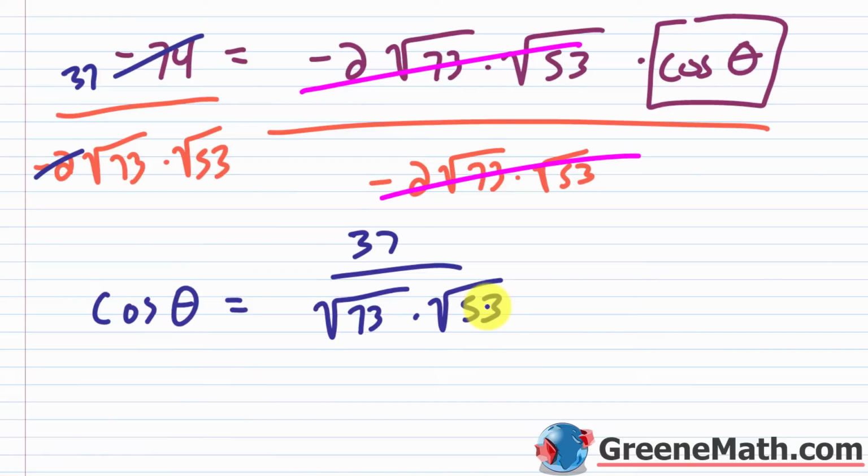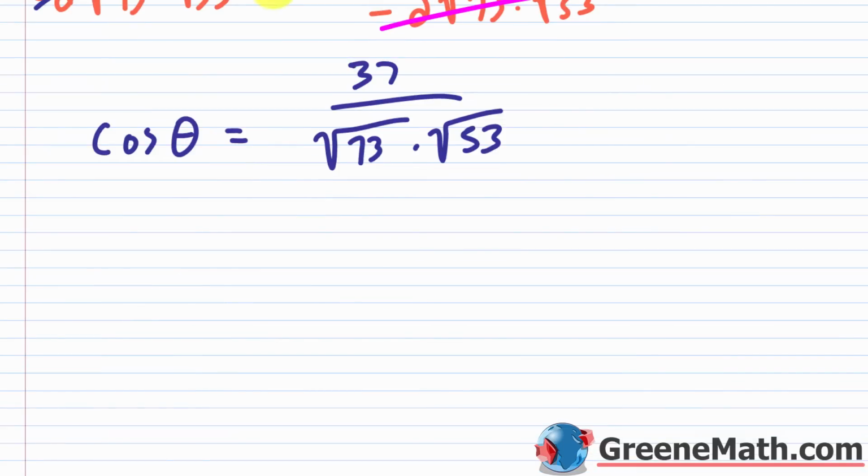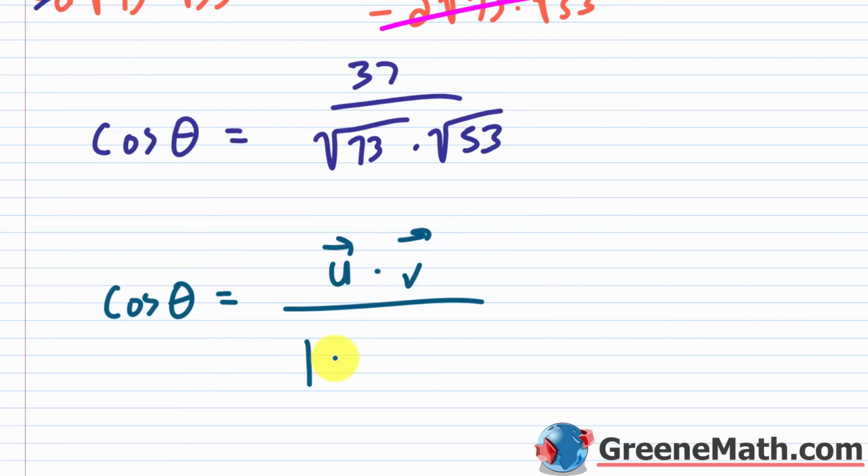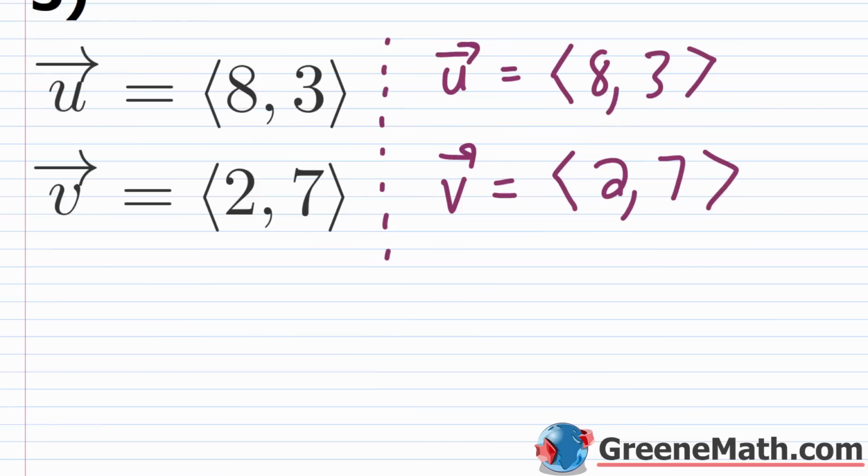Now let's stop for a moment. Before we calculate this, I want you to remember the formula that we had. The cosine of theta is equal to the dot product of the vectors u and v, over the magnitude of u times the magnitude of v. What's the dot product of these guys? So u dot v, what is that going to be equal to? Well, you have 8 times 2, that's 16. And then plus 3 times 7 is 21. 16 plus 21 is going to be 37.